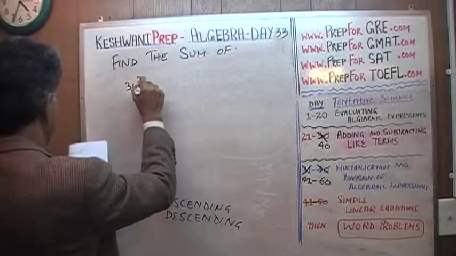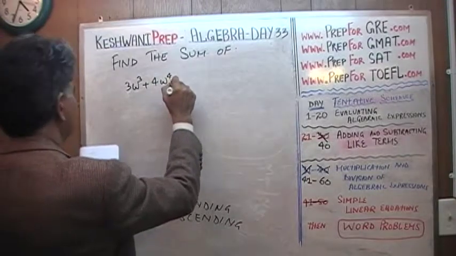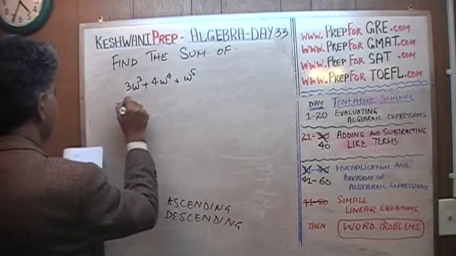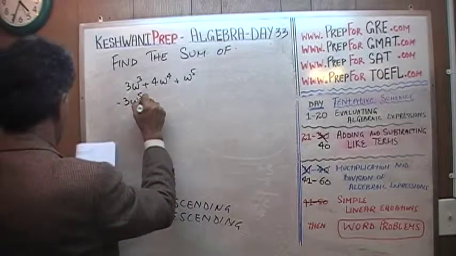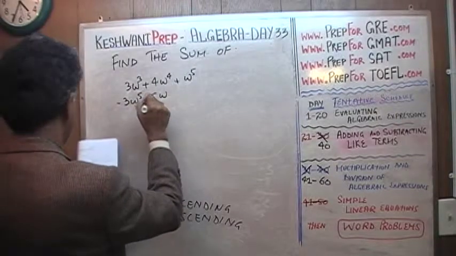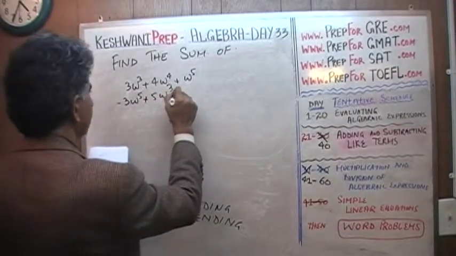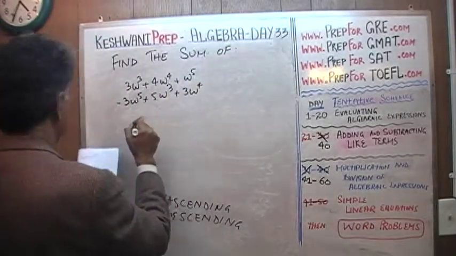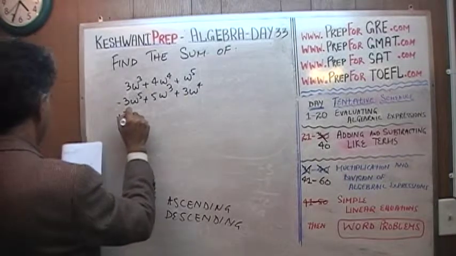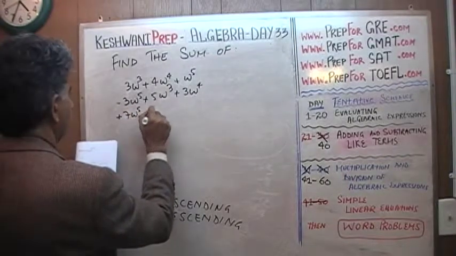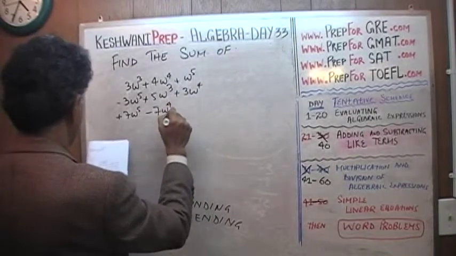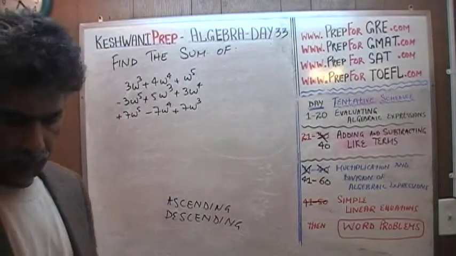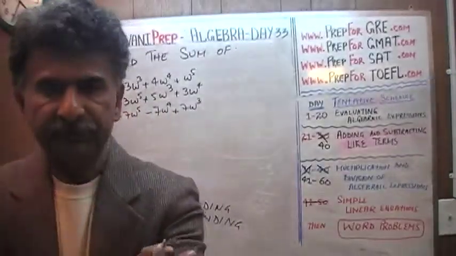3w cubed plus 4w to the fourth plus w fifth minus 3w to the fifth, plus 5w to the third plus 3w to the fourth, plus 7w to the fifth minus 7w to the fourth plus 7w cubed. So our job is to add these three expressions.